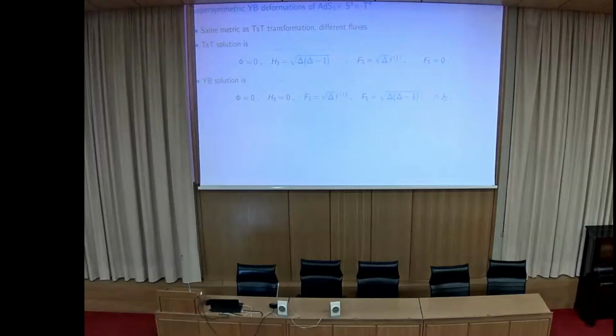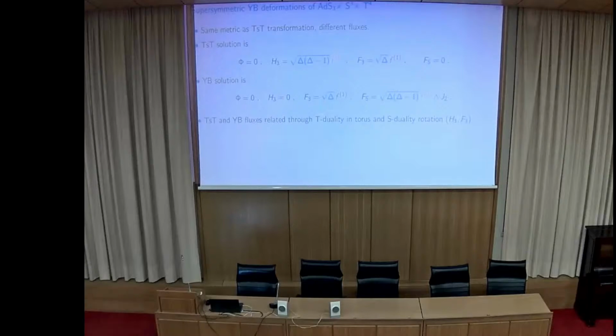What is interesting in that case is that you actually obtain the same metric as the TsT transformation. However, the fluxes are different. I remind you that for the TsT transformation, we had these fluxes. Now for the Yang-Baxter deformation, instead of having H3 and F3 turned on, we have F3 and F5 turned on. One can check that these TsT and Yang-Baxter fluxes are related through some T-duality in the torus direction, and additionally some S-duality rotation between H3 and F3.